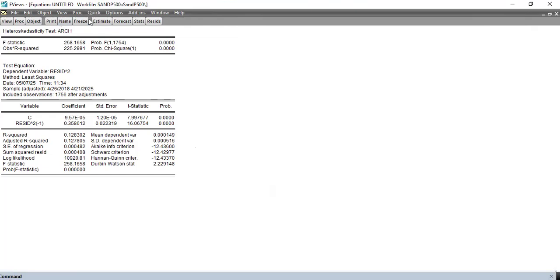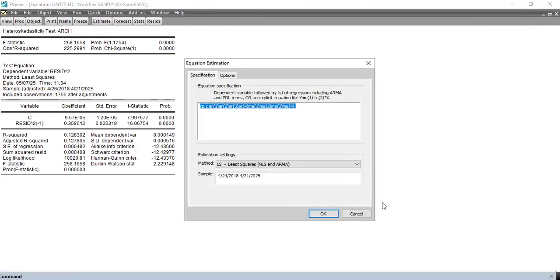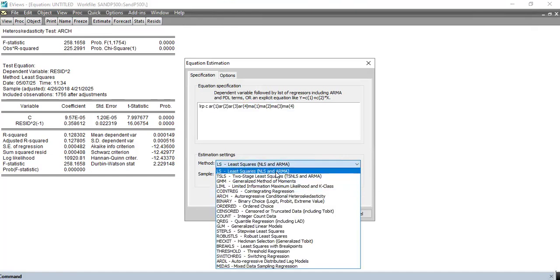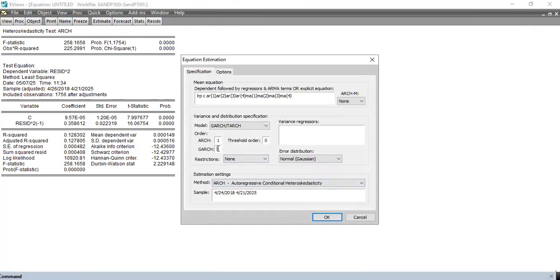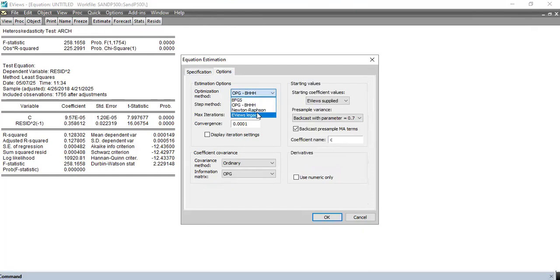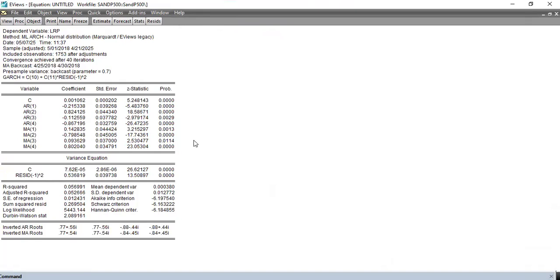And then we will go for what? We go for Estimate, and then we go for testing the ARCH effect. Here, instead of least squares, we'll go to ARCH. We'll put here 0, since we don't want GARCH, we would like to have ARCH. And in options, always put the legacy dialogues, EViews legacy, as proposed by Asteriou, because he has written a very good book on forecasting ARCH and GARCH.